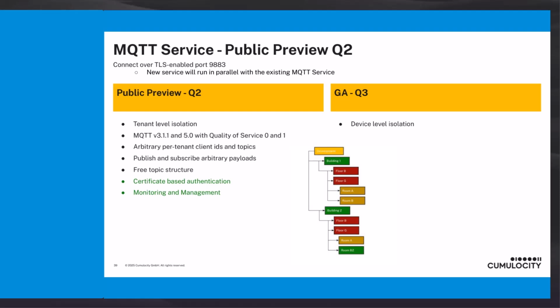Looking forward to general availability, we hope to do this in Q3. The one piece outstanding before we go to GA is device level isolation. At the moment, for the public preview, please be aware that the data isolation is at tenant level only. That means any device on a tenant can publish or subscribe to any topic on that tenant. The security is done at tenant level. It is not done at any more granular level than that.